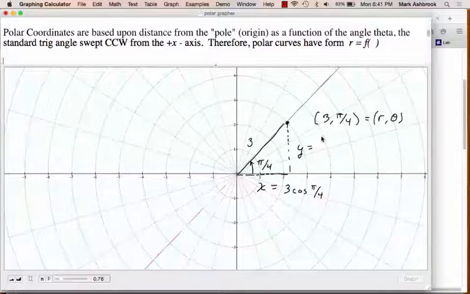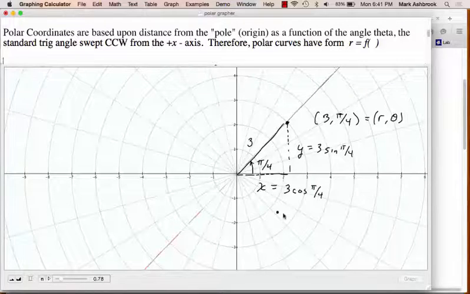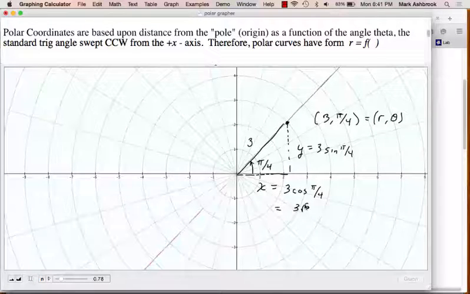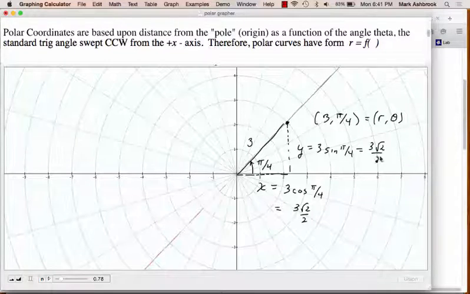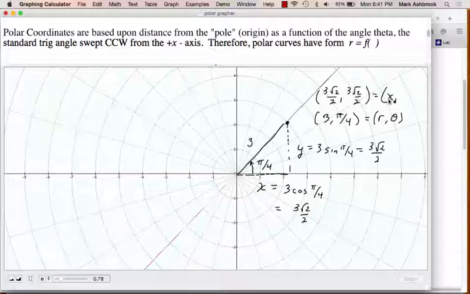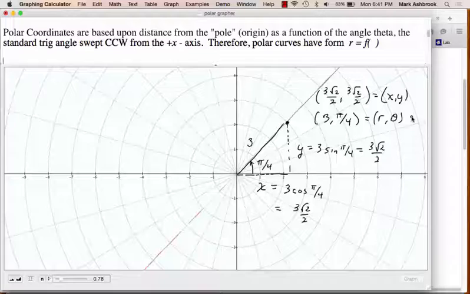And y would be 3 sine pi over 4. Which would be 3 radical 2 over 2. Both of them would be 3 radical 2 over 2 in this case. Cosine of pi over 4 equals sine of pi over 4 equals radical 2 over 2. So the x, y coordinates at this point would be 3 radical 2 over 2, 3 radical 2 over 2. Same point, just using a different coordinate system to get to that same place in the plane.